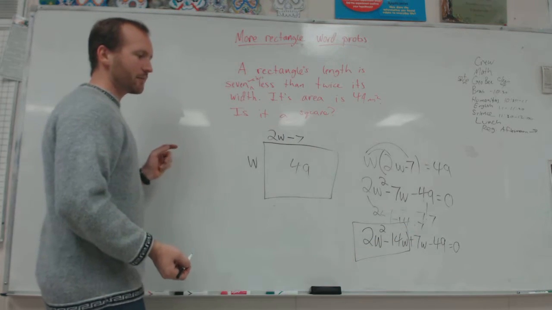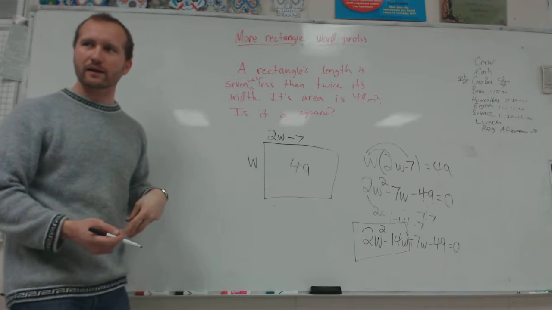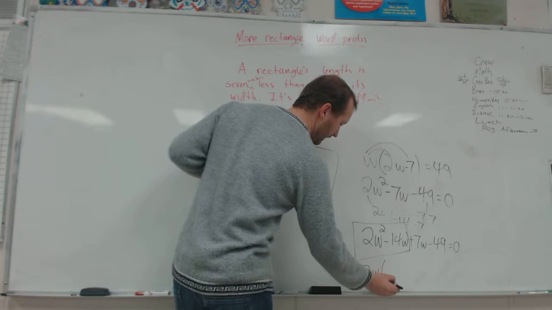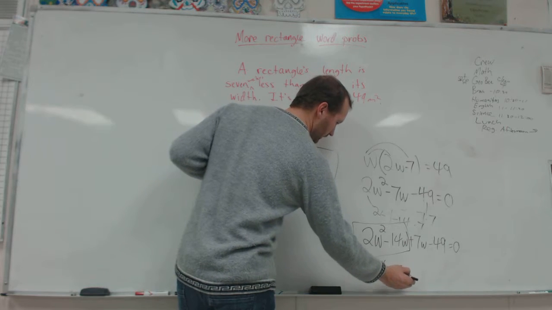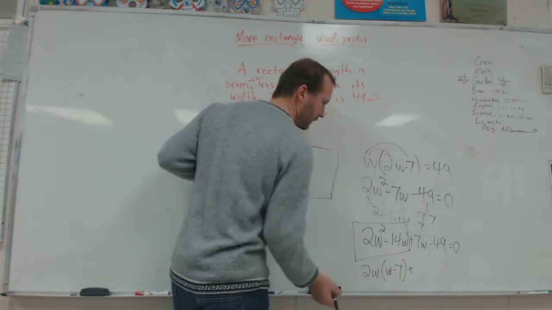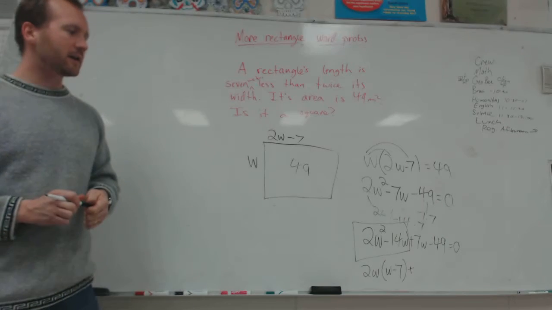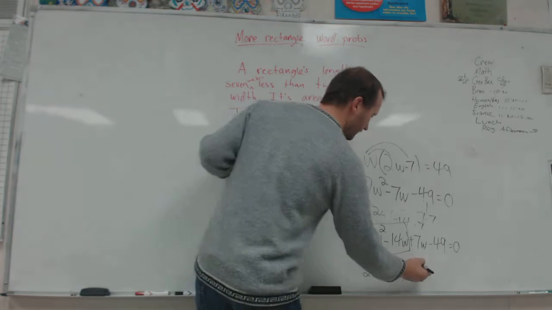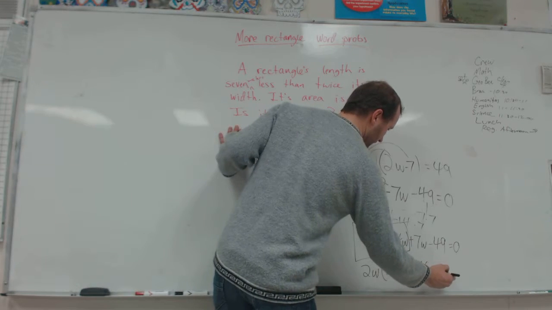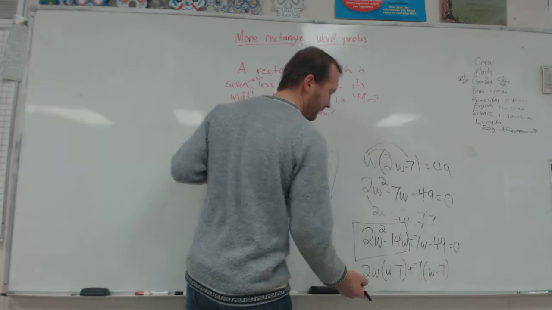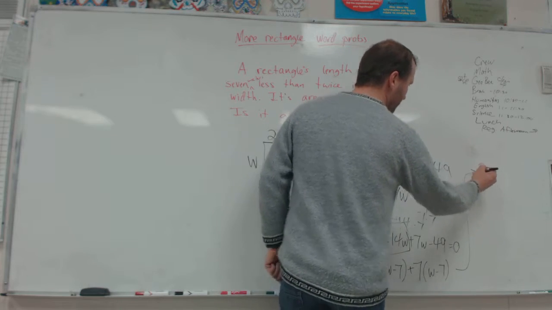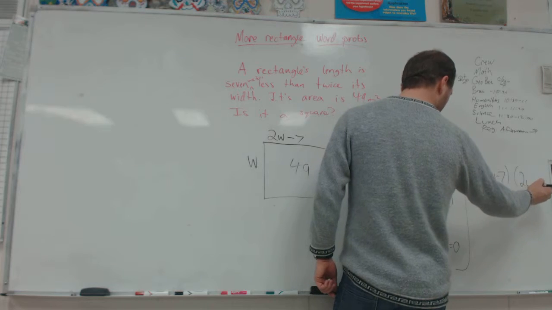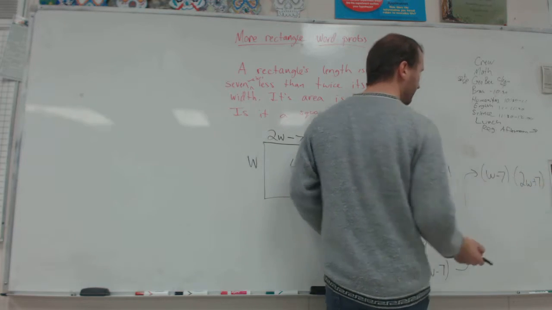Gary's terrific trick. Factor this by grouping. We've got 2W squared minus 14W. What can we pull out of that? A 2 and a W, leaving W minus 7. Then we've got 7W minus 49. What can we pull out of that one? 7, leaving W minus 7 again. So our factors are W minus 7 and 2W plus 7.